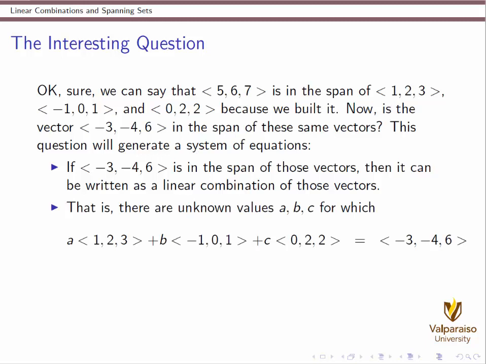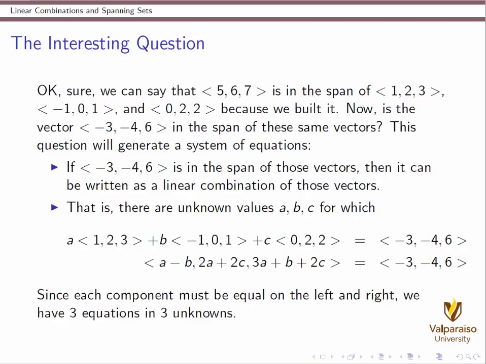That means that there are some numbers that are the multiples of those three vectors, which will produce negative 3, negative 4, 6 as the result. Can we find those unknown mystery numbers A, B, and C? Well, that's going to generate a system of equations. So what we have to do is go down the line and see what this thing on the left really looks like. Even if we don't know A, B, and C, if we go through the first components and add them up, we'll get A minus B and no C's. The second components, there's 2 A's, no B's, and 2 C's. And in the third component, there's 3 A's, 1 B, and 2 C's. Those values collected together on the left have to give the -3, the -4, and the 6 on the right.